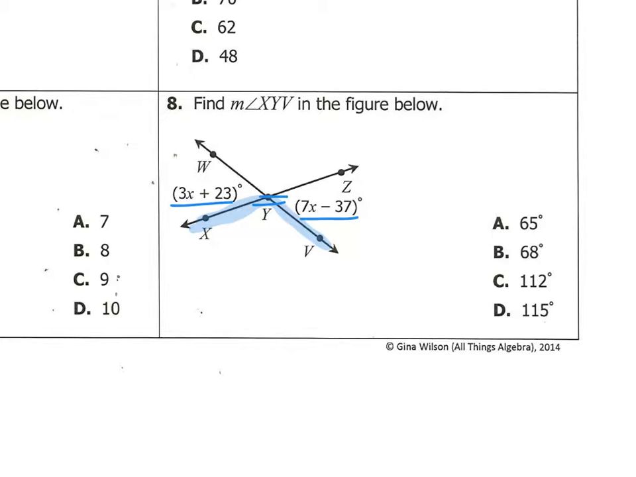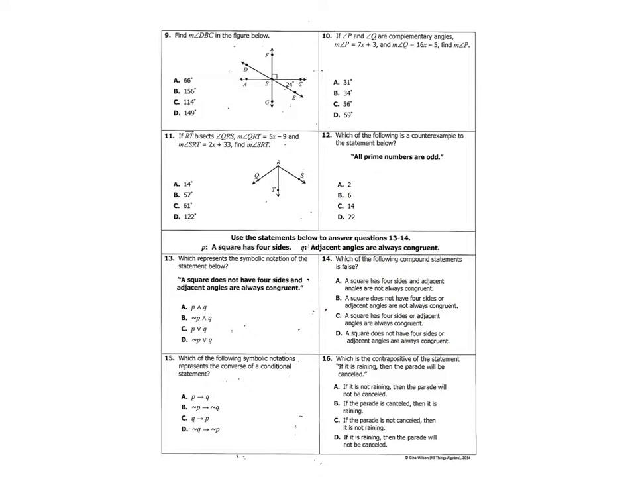And then remember that these are a linear pair, so from here to here is 180. So what are you going to do with 180 and the angle that you get here, blank degrees, to figure out XYV? Your choices are listed here on the right. Moving on to the next page.